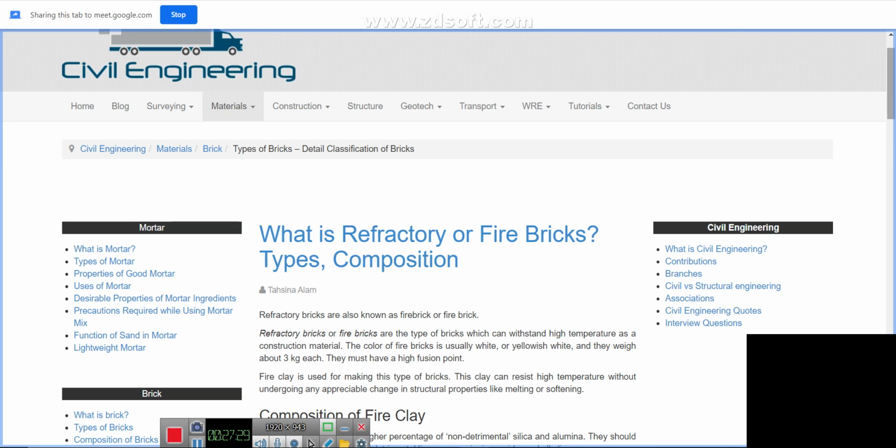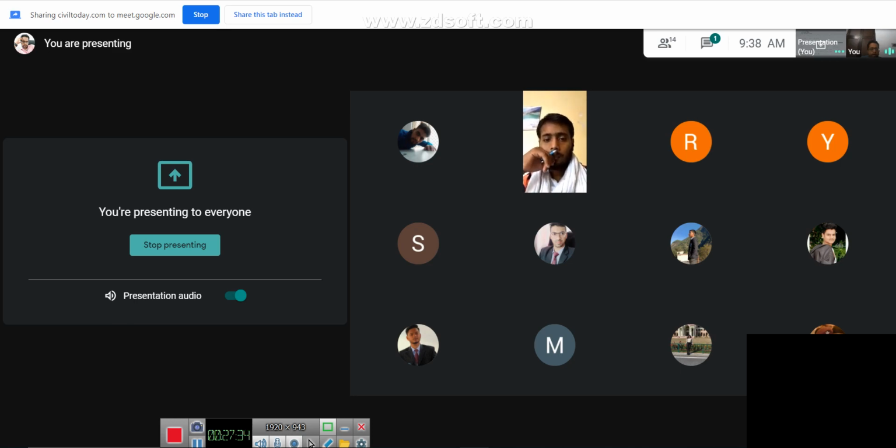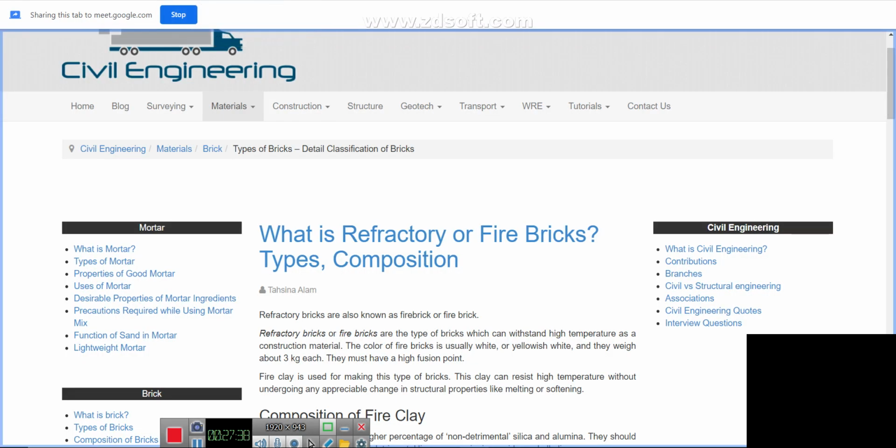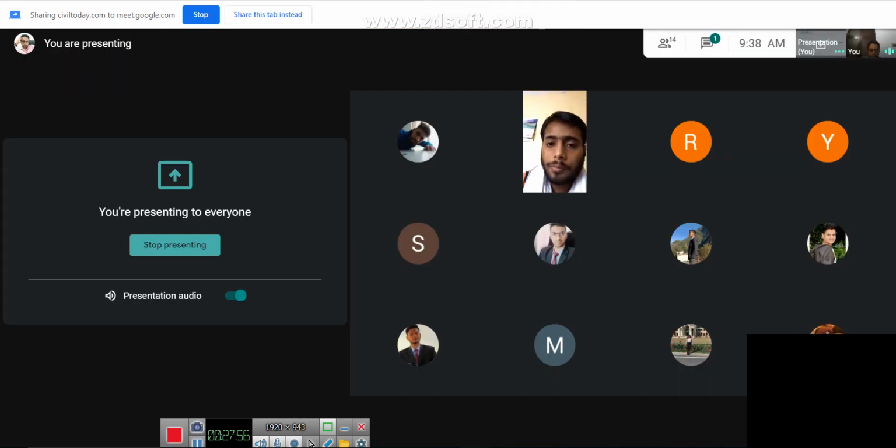Normally the color of brick will be reddish. You have all seen bricks. It will be brown or reddish in color. But when it comes to a refractory brick, it will usually have white or yellowish white color. And the weight of refractory brick will be about 3 kilogram. Refractory brick will be having white or yellowish white color and their weight will be about 3 kilogram.